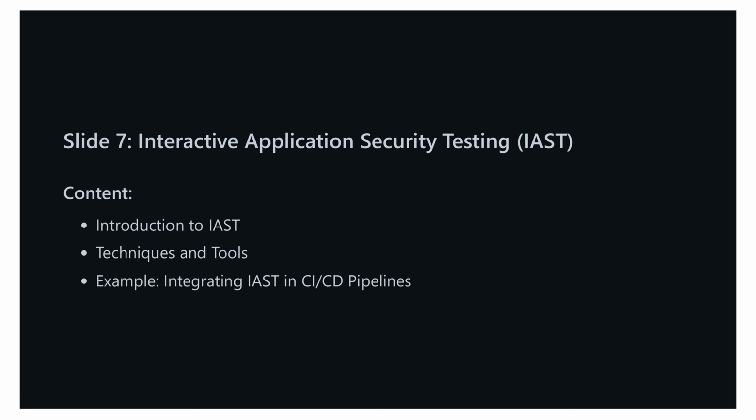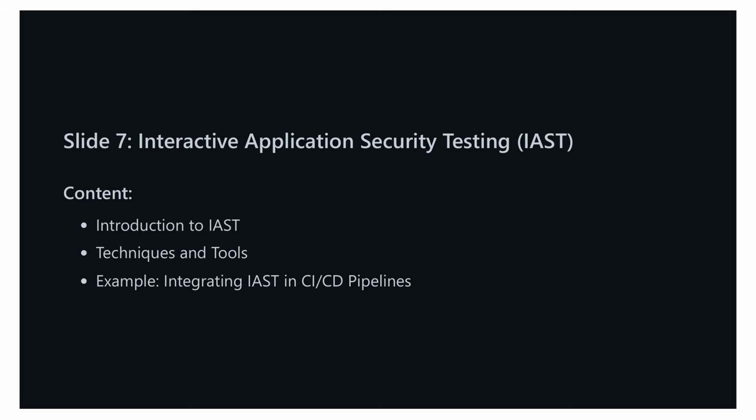On our previous slide, we covered Dynamic Application Security Testing, or DAST. We delved into the basics, the common techniques and tools used, and even walked through a practical example using OWASP-ZAP with the command zap-baseline.py -t example.com. Now let's shift our focus to Interactive Application Security Testing, known as IAST.